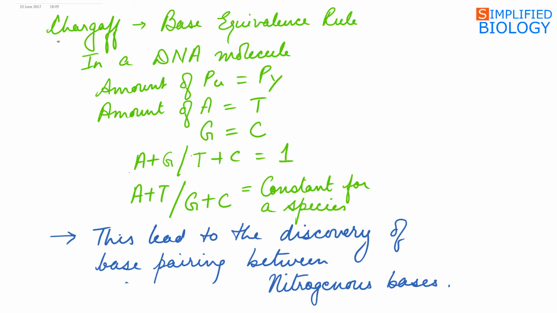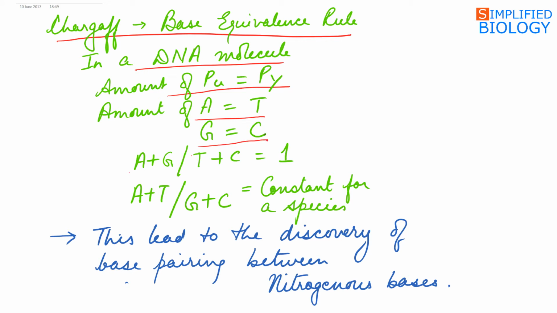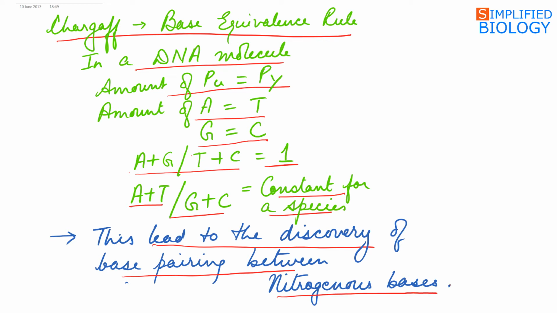Now, according to Chargaff's base equivalence rule, in a DNA molecule, amount of purine is equal to pyrimidine, amount of adenine equals thymine, amount of guanine is equal to cytosine, and the A plus G by T plus C ratio is 1. The A plus T by G plus C ratio is constant for a species, and it differs in different organisms. This led to the discovery of the base pairing found between the nitrogenous bases, an important step in the structure of DNA.